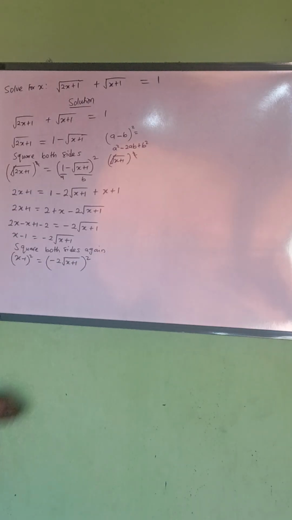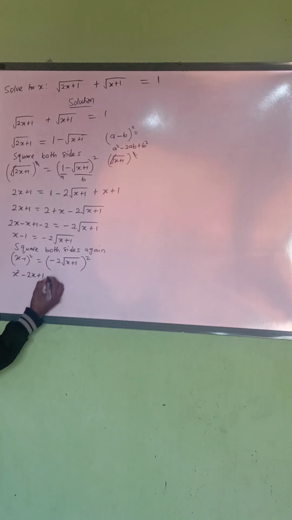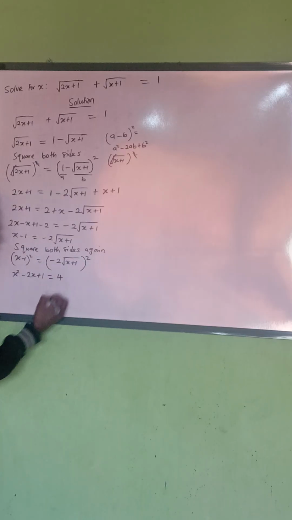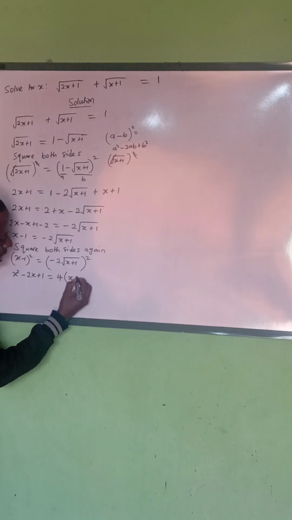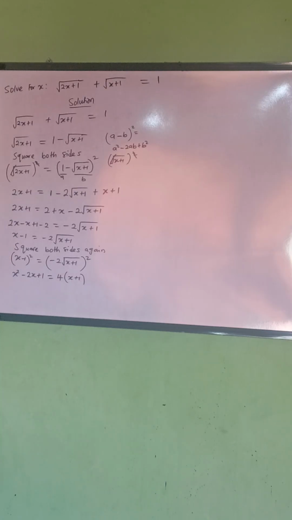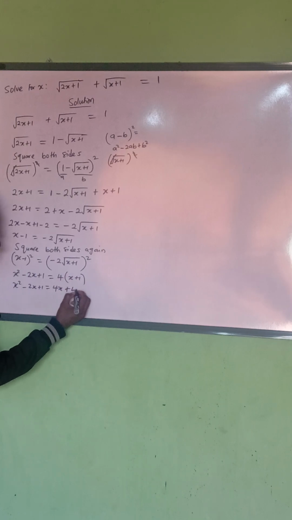I hope it's clear. Now, we have this one. Expansion of x minus 1 squared. We have it as x squared minus 2x plus 1 equal to, now, this one minus 2 squared. We have it as 4. Square will cancel square root here. That will be 4 into bracket x plus 1. I hope it's clear. Now, we have it as x squared minus 2x plus 1 equal to, let's expand this. 4 times x, that's 4x. 4 times 1, that's plus 4.